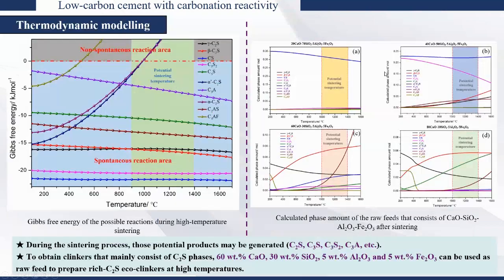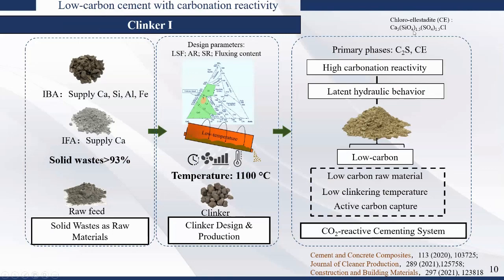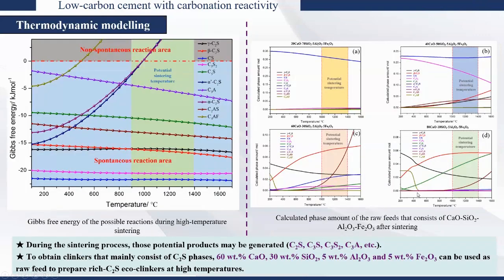The primary phase we successfully synthesized is C2S as CE. CE is a quite unusual mineral phase, only reported by us in binding material, called colloelastinite. It has a very high carbonation reactivity and latent hydraulic behavior as well. We call it low carbon because of the low-carbon raw materials: IBA and IFA went through a high temperature process, so their embodied carbon is very minimal. With the low clinkering temperature, they can achieve carbon capture.